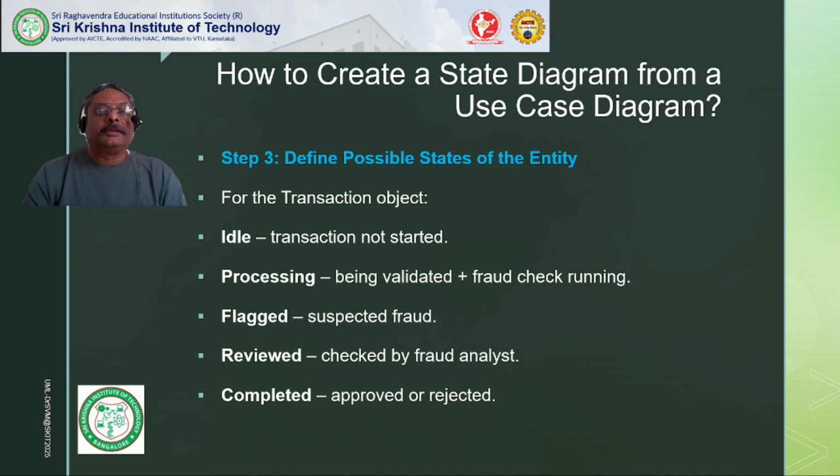So it all begins with the idle state, then goes into processing, then if there is any fraud, it goes to the flagged state, and from there to the reviewed state, then the completed state. If there is fraud, then it is flagged. If it is not fraud, then it is approved. Whatever the case, it comes down to the completed state.